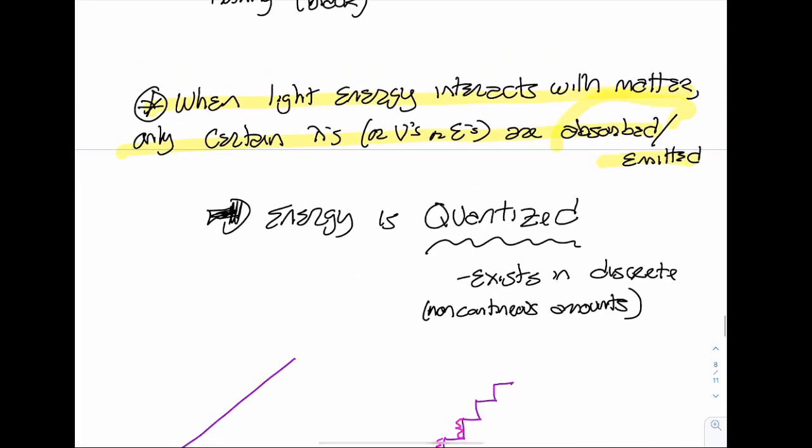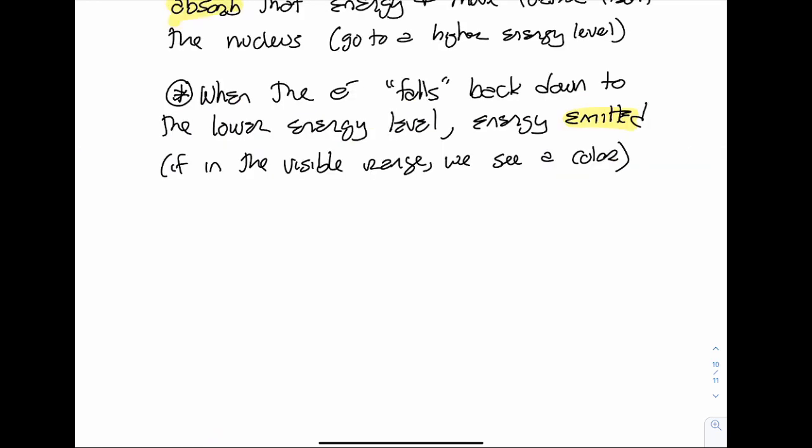So when light energy interacts with matter, only certain wavelengths are absorbed. That's when our electron goes up. We're not seeing that, right? The atom is gaining that energy, and then emitted is when it comes back down. It's going to absorb and emit the same amount of energy. Let's go through an example calculating the energy that's either emitted or absorbed from an electronic transition.